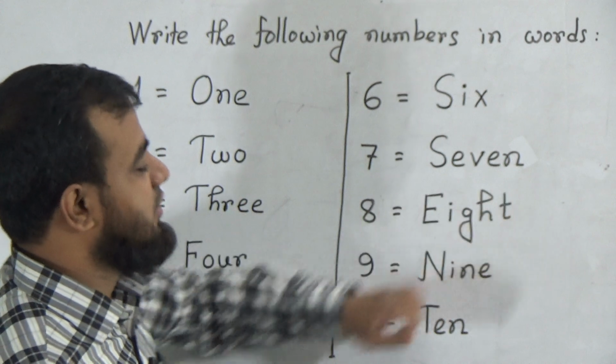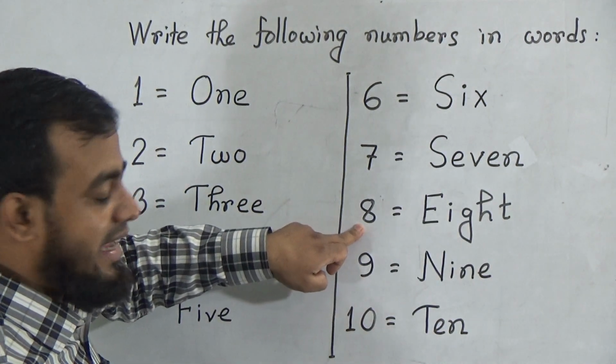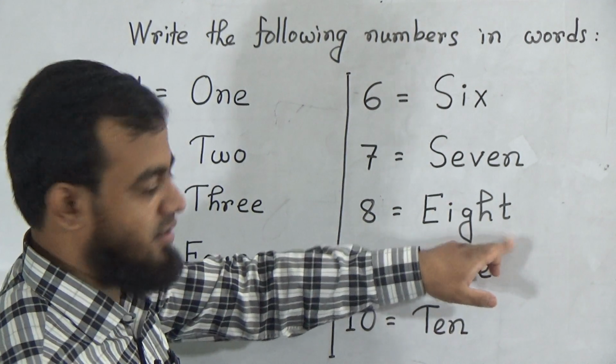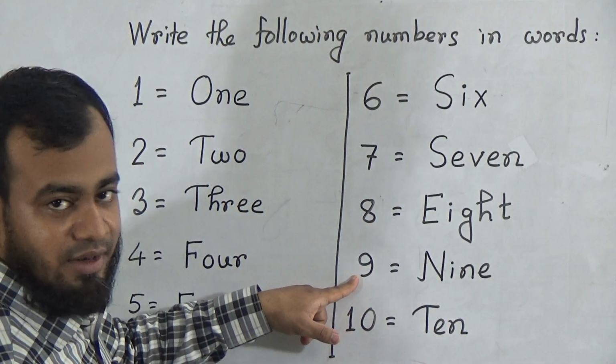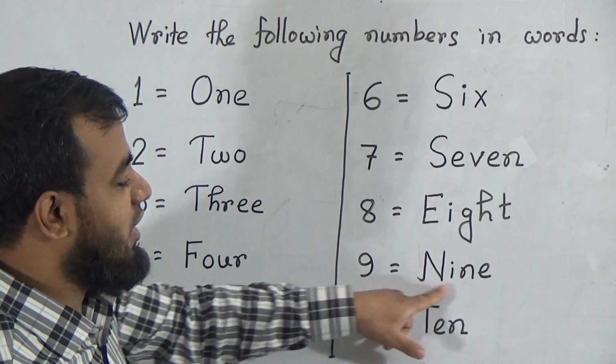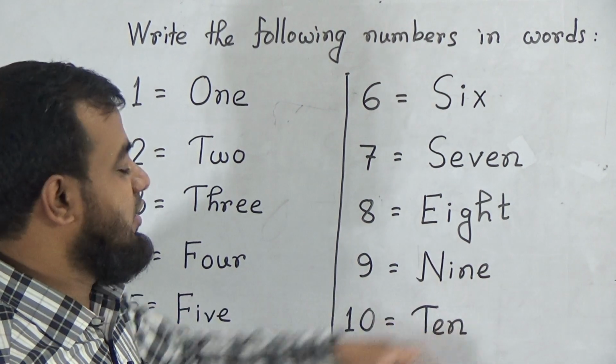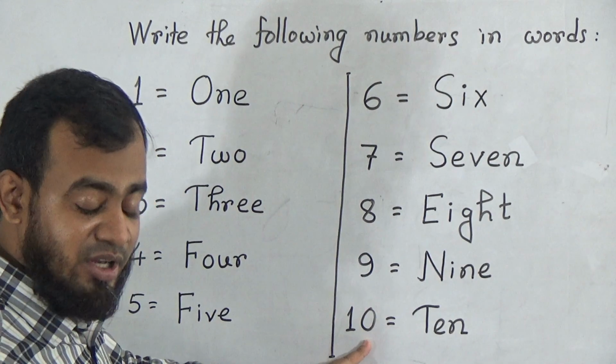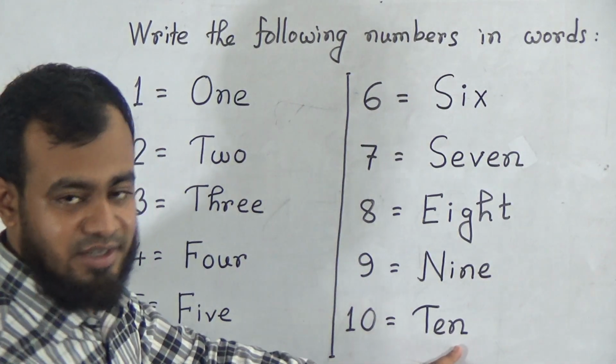S-E-V-E-N, 7. Now this is 8. The spelling of 8 is E-I-G-H-T, 8. This number is 9. My dear students, the spelling of 9 is N-I-N-E, 9. This is our last number. 1 ten and 0 ones make the number 10, and the spelling of 10 is T-E-N, 10.